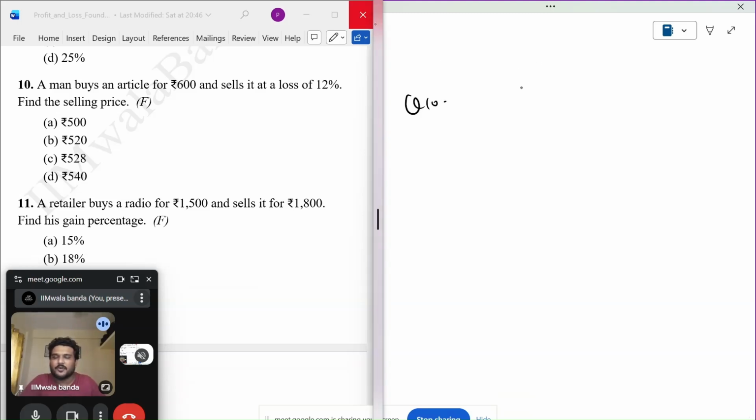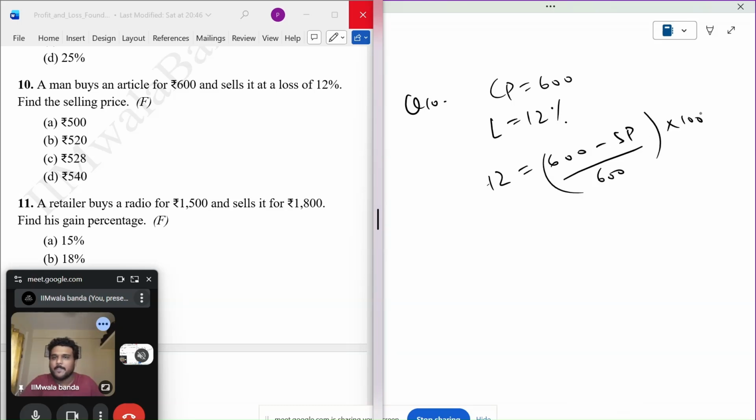A man buys an article for 600 rupees. Okay. And sells it at 12% loss. Okay. Find the selling price. So again, you know that loss percentage is basically CP minus SP upon CP into 100. And from here, you can cross multiply. So 12 is equal to 600 minus SP, let's take 6 common, 100 minus SP by 6. SP by 6 is 100 minus 12, which is 88. So SP is 88 into 6.